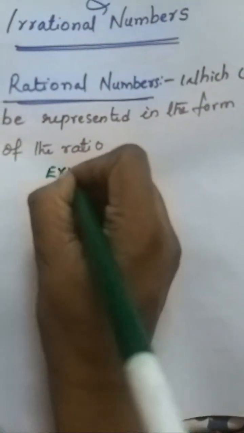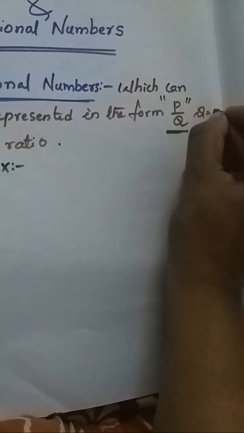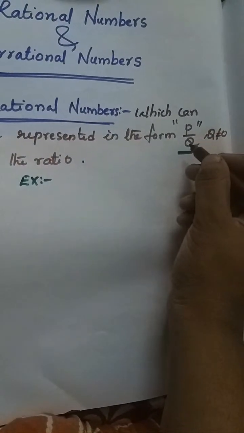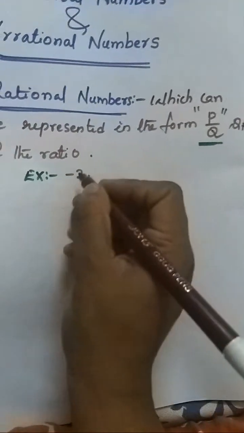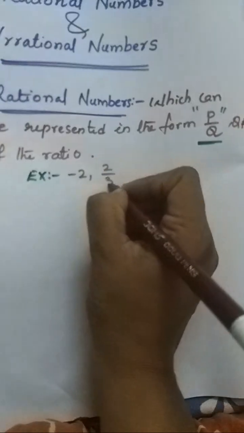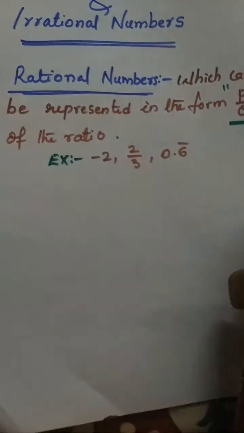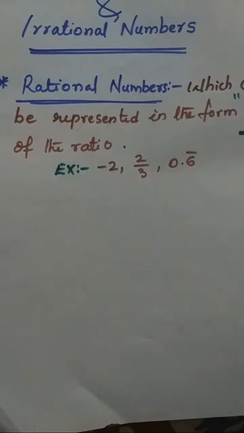Okay, now an example. If we define the given number in the form of a p by q ratio, then that number is a rational number, and q is not equal to 0, which means the denominator is always a number that is not equal to 0. For example, minus 2, 2 by 3 and 0.6 bar, numbers like these. I will show why these numbers are called rational numbers.